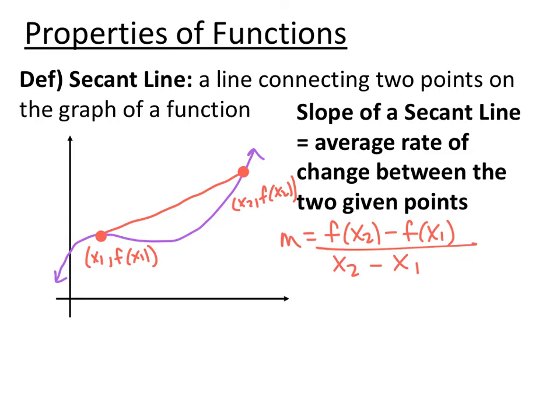Some properties of functions. The first one is a secant line. If you take any graph and choose 2 points on that graph and connect the line between those 2 points, that's called the secant line of the graph between those 2 given points. And you can find the slope of this secant line.